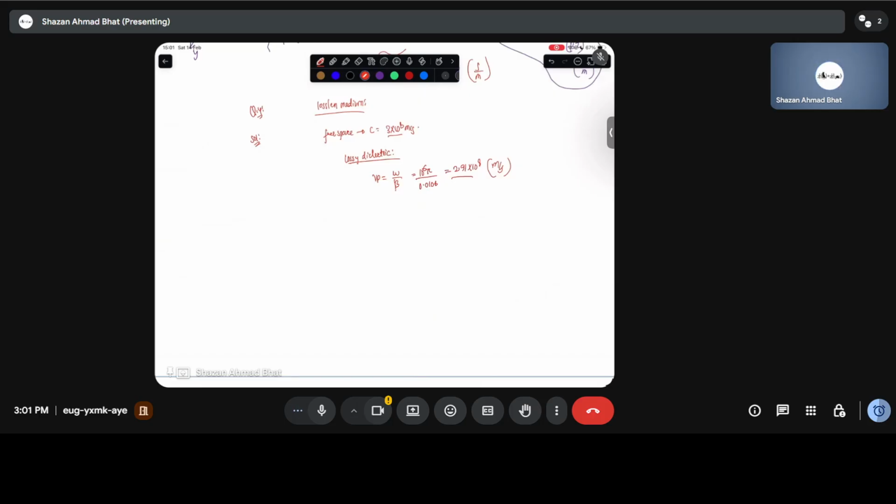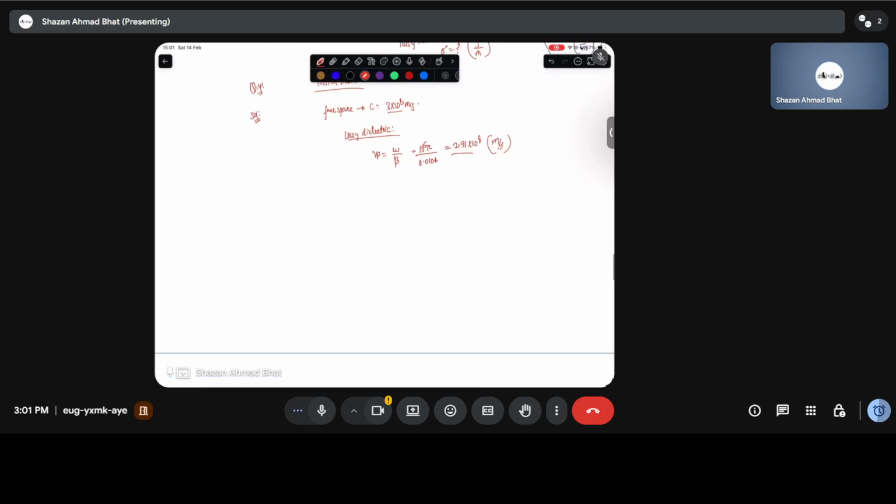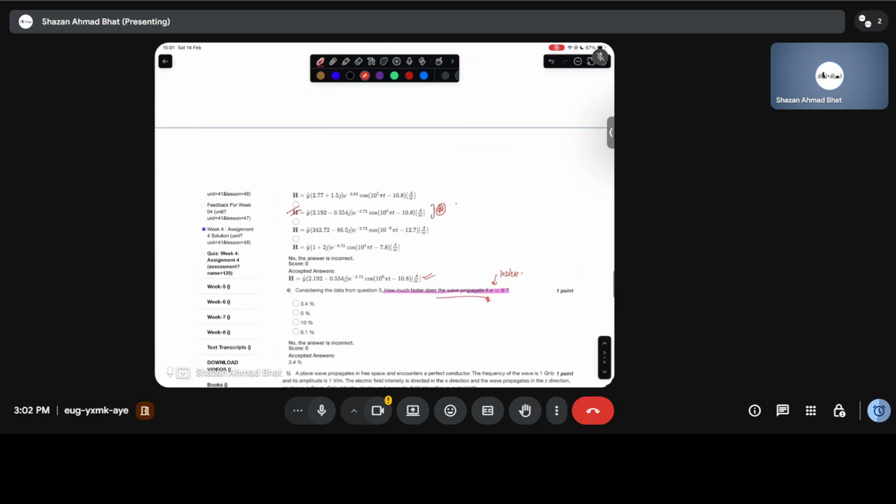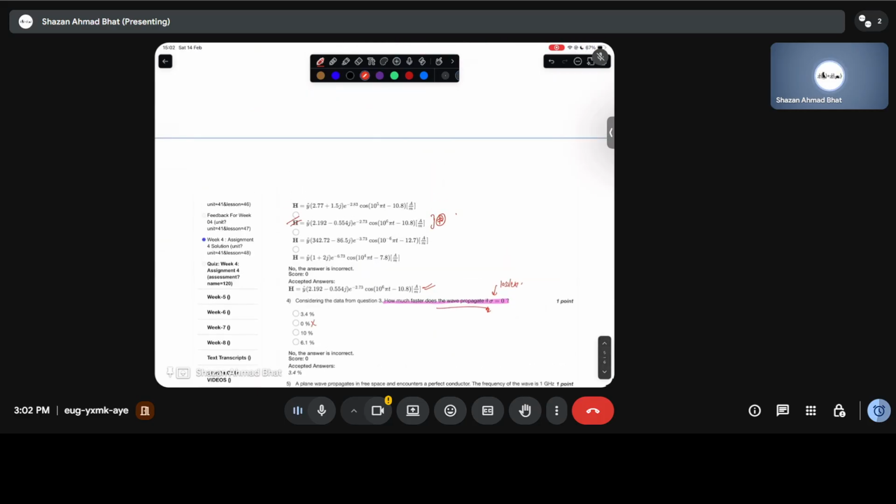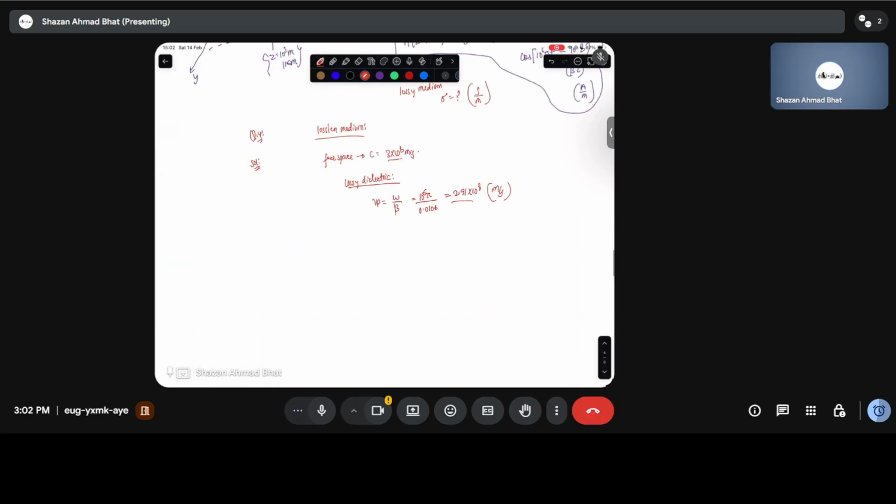So you need to compute the percentage of it, and you see that it won't be 0%, because if it is 0%, then it doesn't make sense. So the wave propagates faster in the lossless media, but it slows down in the lossy media. For how much percent? It's exactly 3.4%.